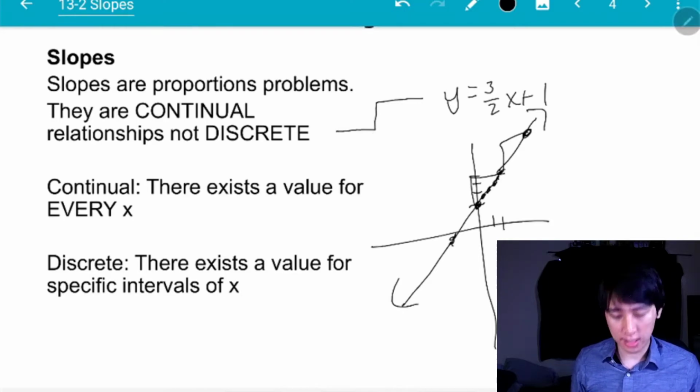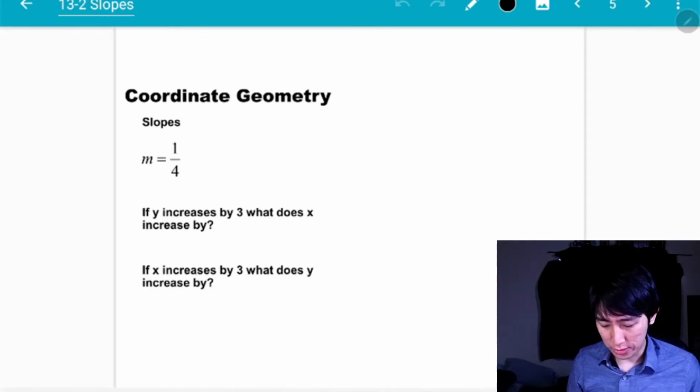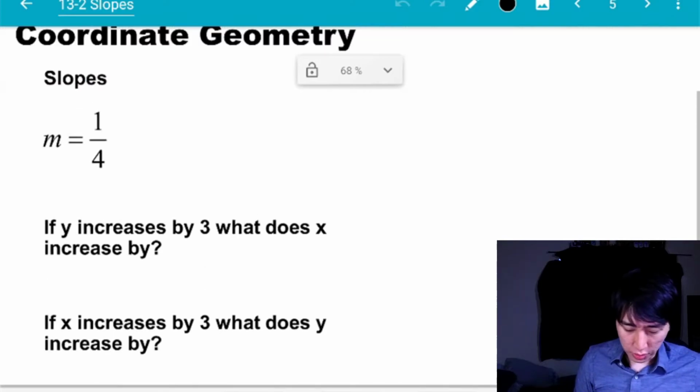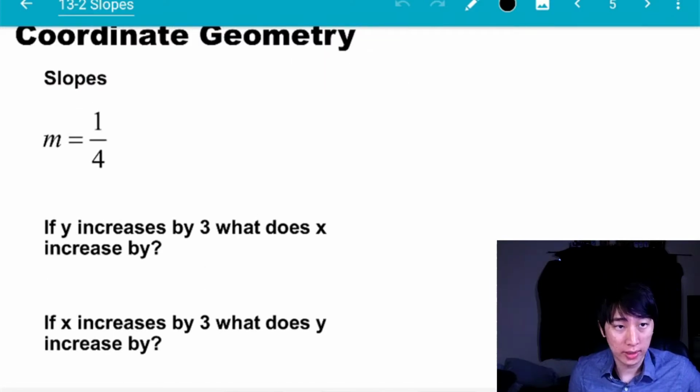You're only looking at the end of the day. That's discrete. Continual says, okay, let's look at this really closely. Again, just mathematical vocabulary, good to know. So if I give you a slope m equals 1/4, one question that I could ask is, if y increases by 3, what does x increase by?